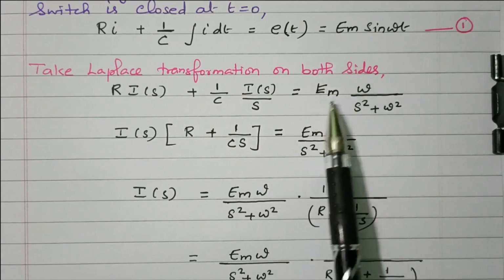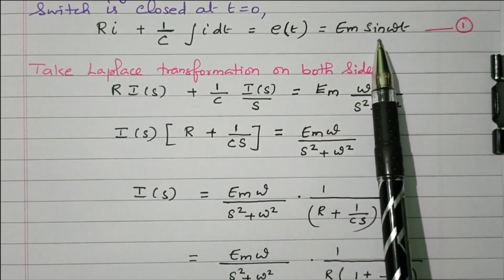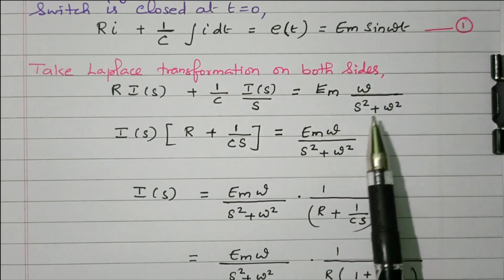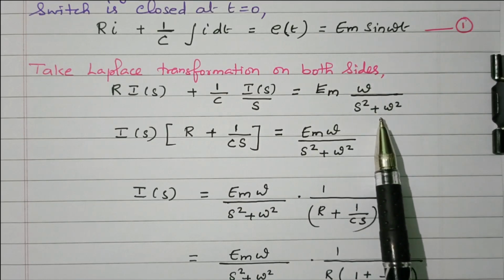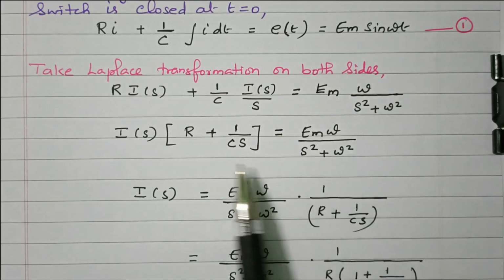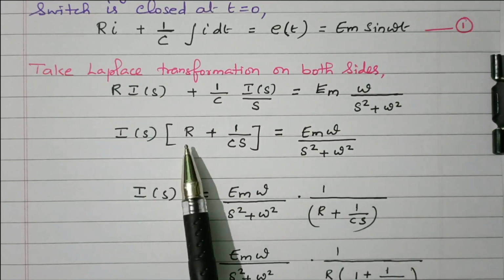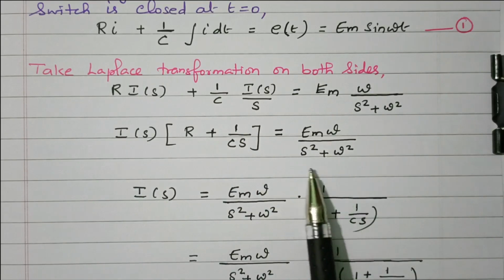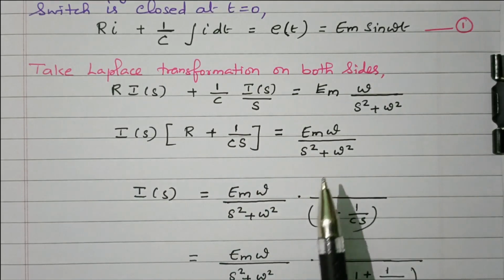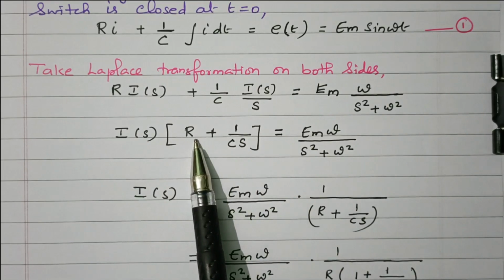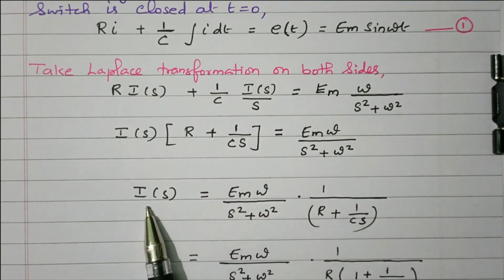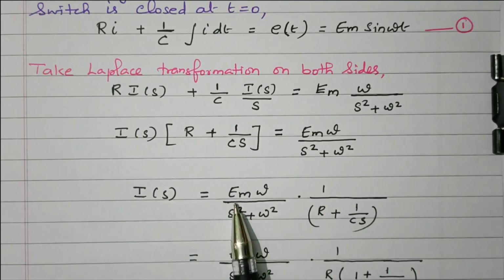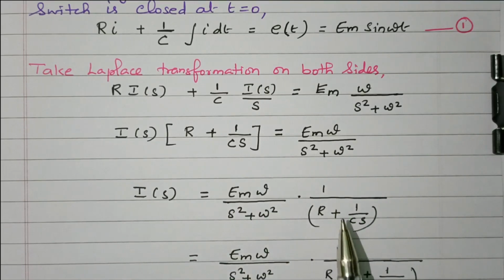Then Em is constant, sin omega t. Laplace transform of sin omega t is omega divided by S square plus omega square. This is the formula. So take the I of S commonly. So R plus 1 by Cs equal to Em omega divided by S square plus omega square. Now bring this term in the denominator so that we can find the I of S equal to Em omega divided by S square plus omega square into 1 divided by R plus 1 by Cs.